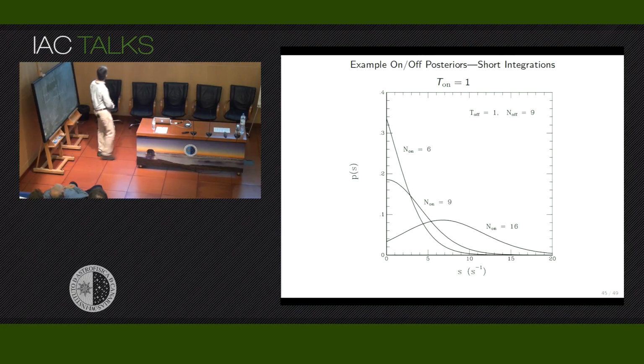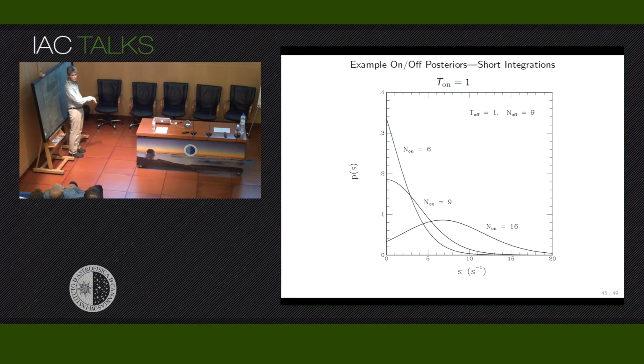I'll just show you some quick plots here. So imagine off source, we look for 1 second and we see n photons from our background. And then suppose on source we see some different numbers of photons. If we look on source and we see 16 photons in 1 second, then this is what your posterior for S looks like. No big surprise. It peaks around 7, 16 minus 9. If you see 9 photons on source, which is consistent with what you saw just from the background, then the posterior peaks at 0.